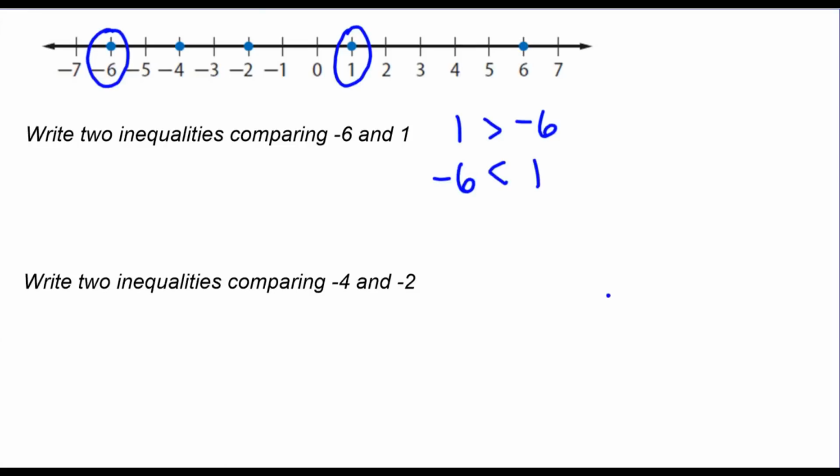And then the next one, write two inequalities comparing -4 and -2. Well, -4 is right here on the number line, and -2 is right here on the number line. So -4 is further to the left. So -4 is less than -2. Or we could turn that statement around and say -2 is actually greater than -4. So those are ways to compare integers using our inequality symbols.